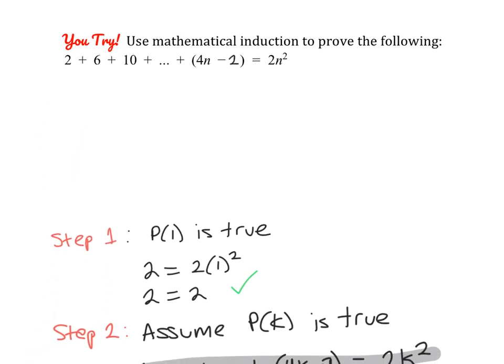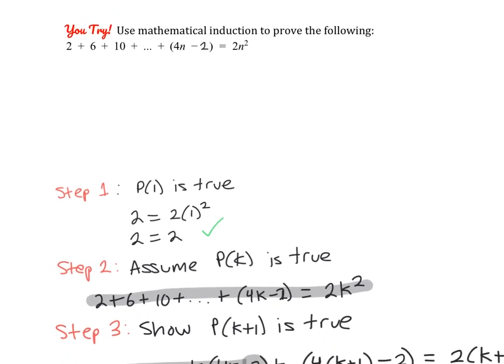All right, so let's go through the steps. So step 1 is to prove that this formula works when n equals 1. So when n equals 1, your term is 2, and then if you substitute n equals 1 here, you get 2, so it works for the first term.